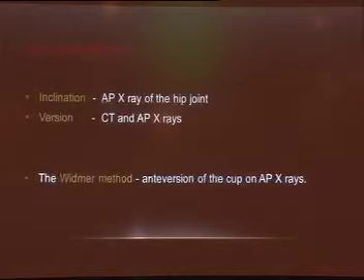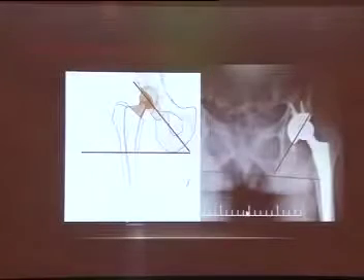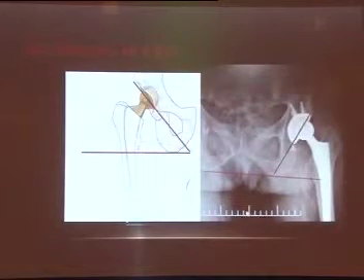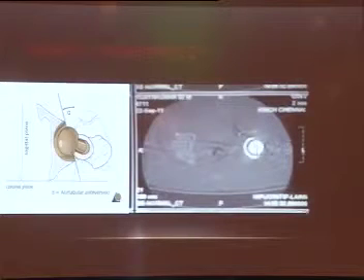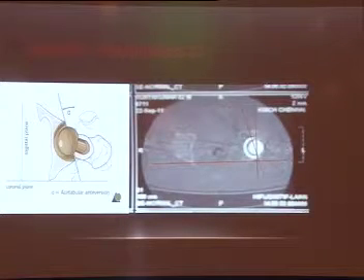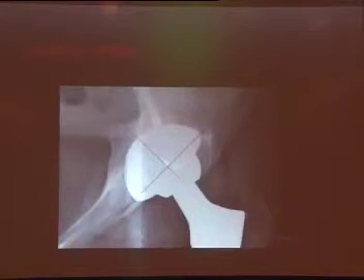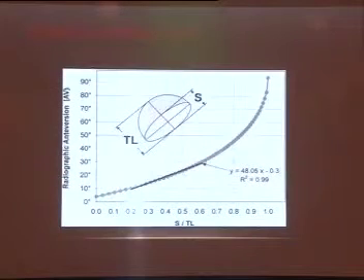Post-op measurements were taken with inclination on AP X-rays and version using both X-ray and CT. We used the Widmer method to analyze the version of the cup on AP X-rays. This picture shows inclination on AP X-rays, with a line joining the superior and inferior rim to the horizontal. And version on the transverse CT scan is the angle made between the face of the acetabulum to the sagittal plane. The version in X-rays is measured using the Widmer formula, which is S by TL, where S is the short axis of the ellipse of the cup, and TL is the total length of the long axis.